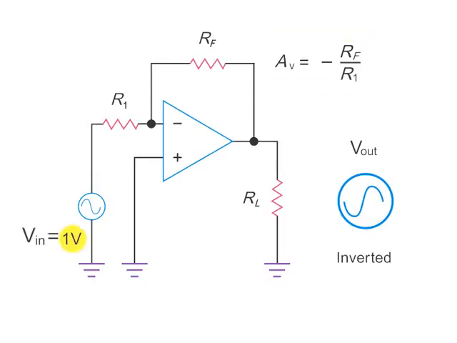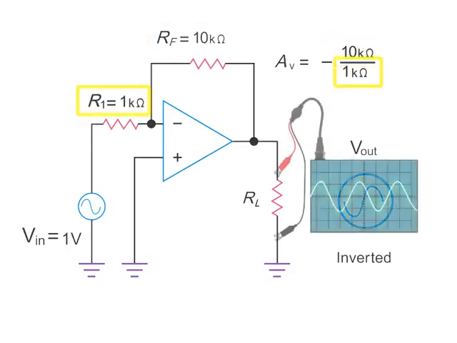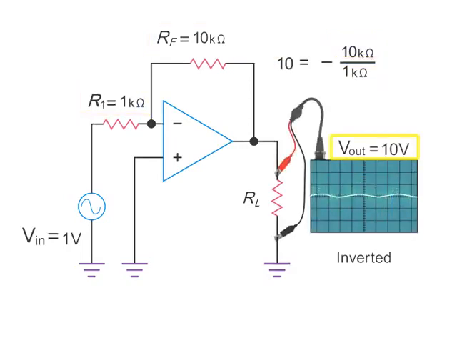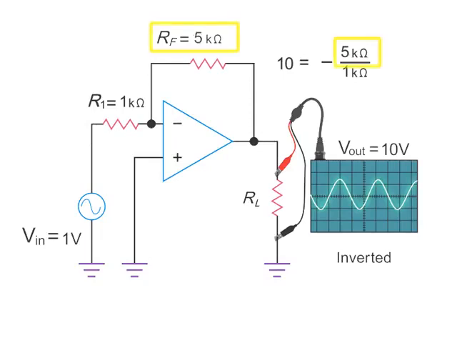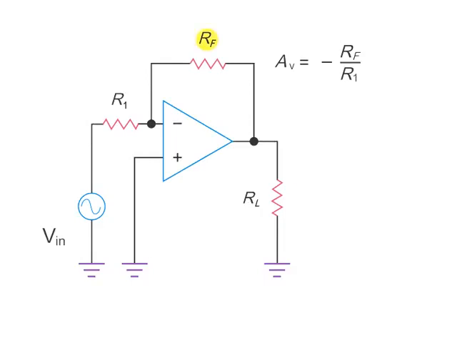Therefore, an input of 1 volt with a feedback resistor value, RF, of 10 kiloohms divided by an R1 value of 1 kiloohm will yield a 10-volt output signal that is exactly inverted from the original input wave. Reducing the feedback resistor value, RF, to 5 kiloohms will result in an output of 5 volts peak to peak, but likewise inverted. Thus, increasing the RF value in an inverting amplifier circuit results in the amplification of the output voltage that is inverted from the original input signal.